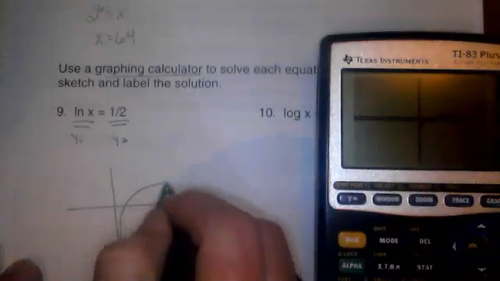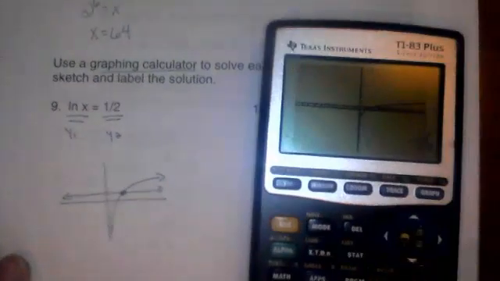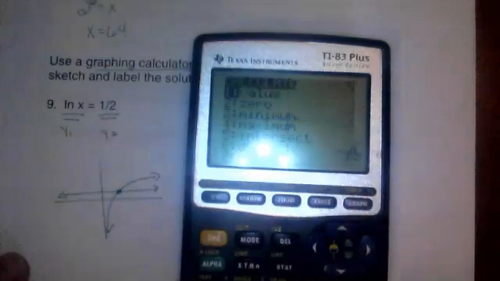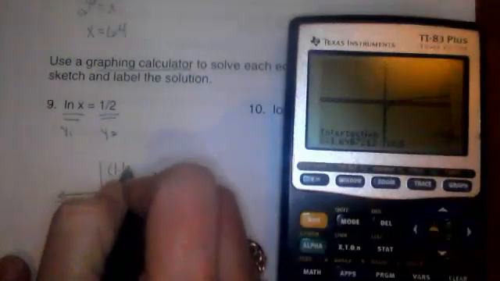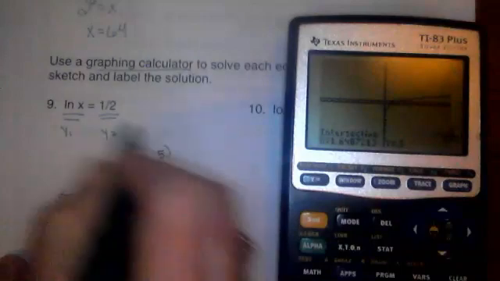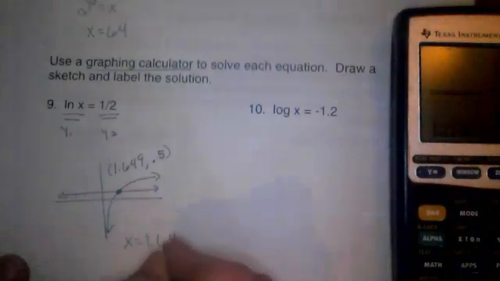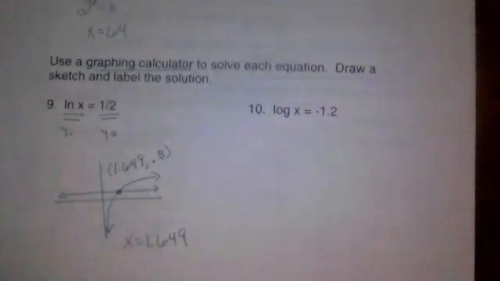So we have our logarithm graph coming up, and then we have this line coming across, and all we're asked to do is find the intersection. So we're going to second calculate the intersection. And there we go. The intersection is at 1.649, comma 0.5, which is our 1/2. So x is 1.649. All right, we'll do the same thing for number 10.